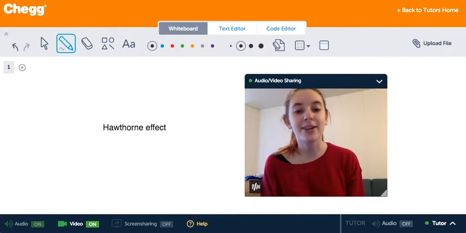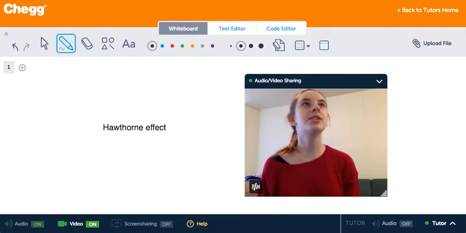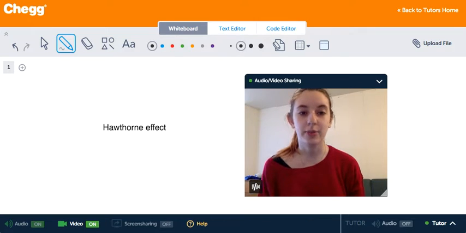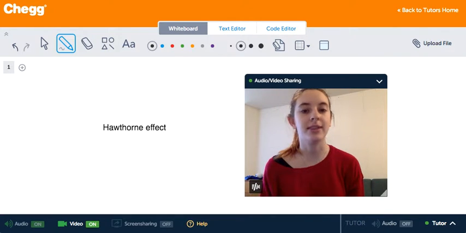And today we're going to be talking about the Hawthorne Effect. The Hawthorne Effect is a psychological phenomenon in which participants change their behavior or performance in response to being observed. The study of the Hawthorne Effect first began with a man named Frederick Taylor, and it focused on increasing productivity in workers.